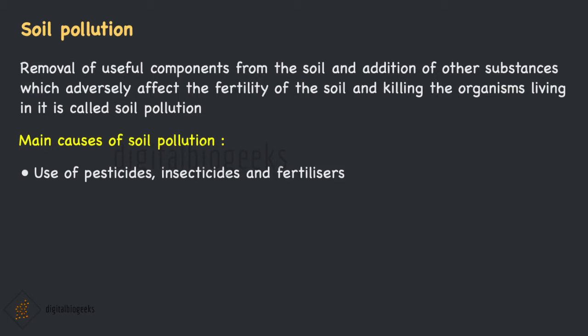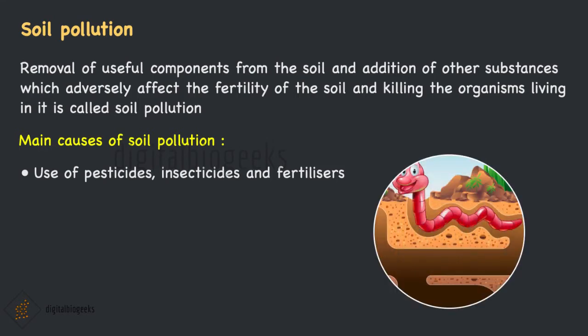You might be aware that earthworms are called farmers' friend. They loosen the soil and thereby help in aeration and water to reach the plant roots easily. Earthworms' excreta increases the soil fertility, but the usage of pesticides for a long time will kill the earthworms. These are the effects of soil pollution.